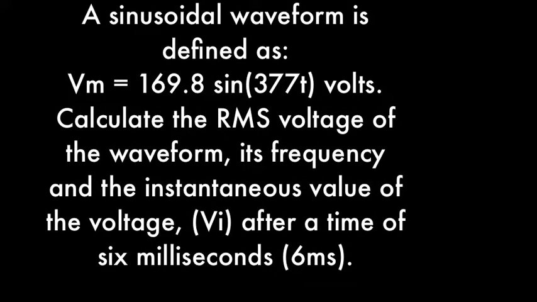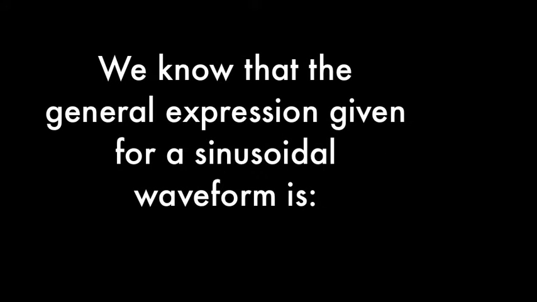A sine waveform is defined as Vm = 169.8 sin(377t) volts. Calculate the RMS voltage of the waveform, its frequency, and the instantaneous value of the voltage Vi after a time of 6 milliseconds.